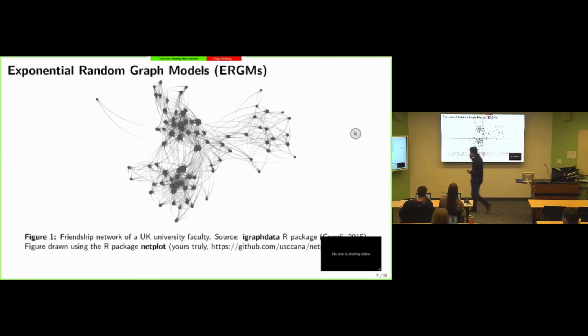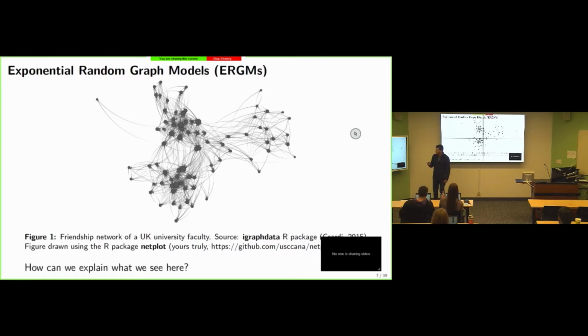But here's a network that I'm sure you have seen before. This is the Friendship Network, my UK faculty university. The data is from iGraph, and the network visualization is by George Truly. This is an R package that I've been developing that's called Netplot. If you're interested, you can take a look at it.